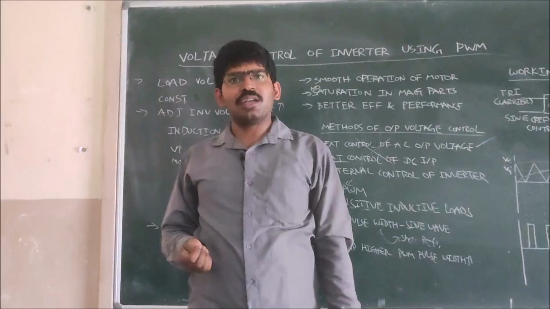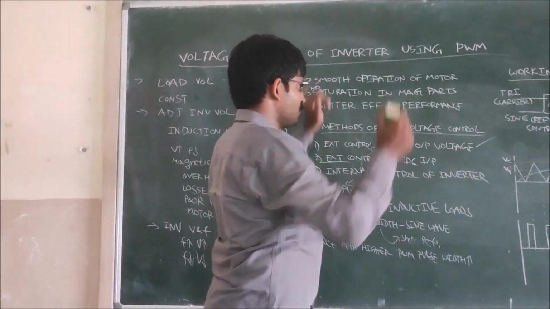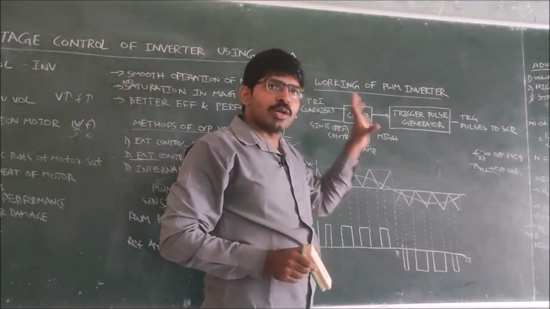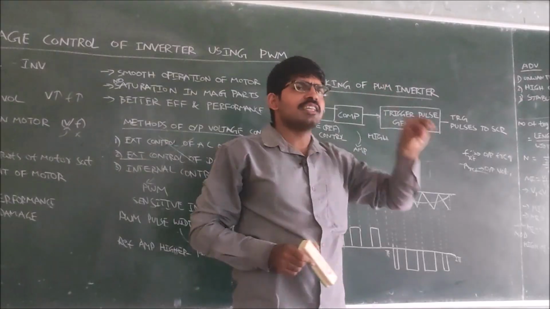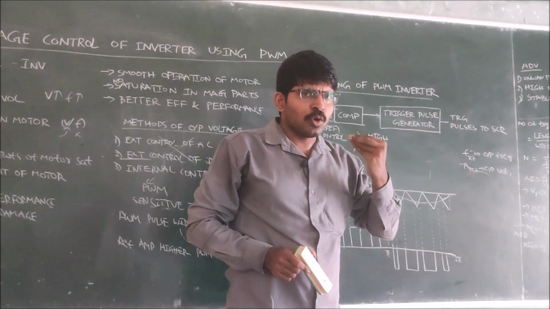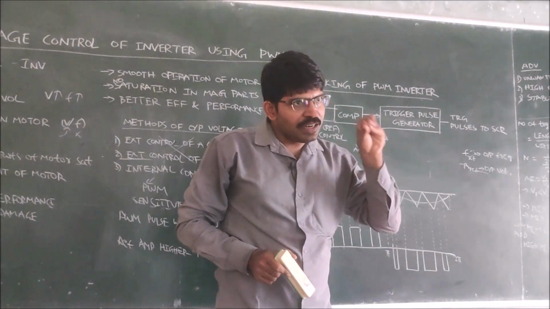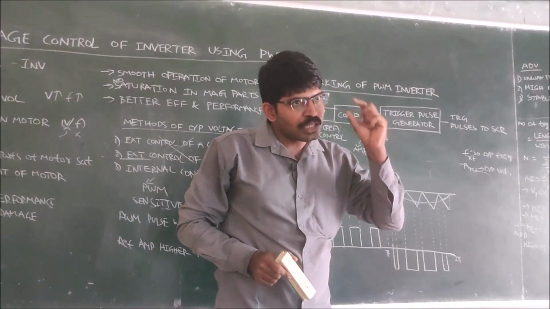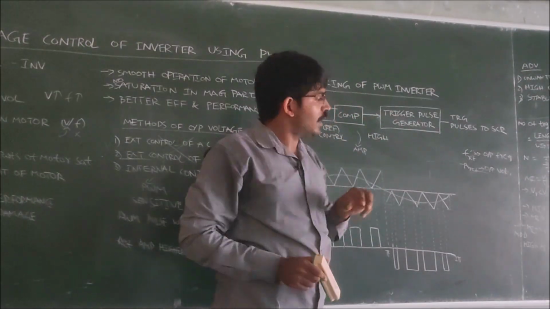How we are doing it? Now we are trying to discuss about that. This is the working of PWM inverter. Why we are calling as a PWM inverter? We are controlling the output voltage of the inverter by using the internal method. But for that internal method, we are particularly using the PWM signal. That's why it is a PWM inverter.